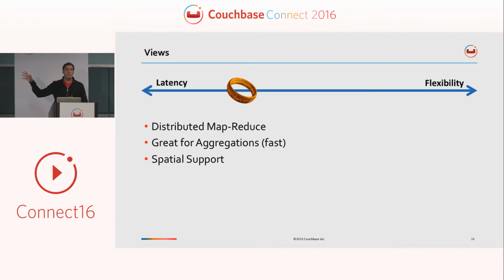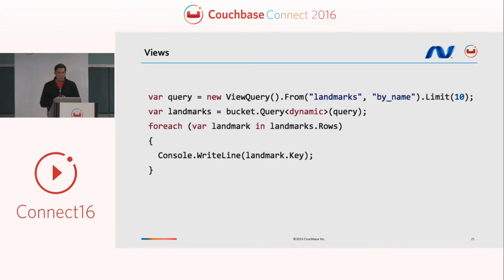We also have geospatial support, so you can create spatial views, so you can do all kinds of spatial lookups there. Now, views have been in the system long before N1QL came along, right? So for many use cases, N1QL superseded views, but still there are very interesting use cases to use views as well. So how can we query a view from .NET, for example? We create a view query object, and then with the from parameter, we give it a design document name.